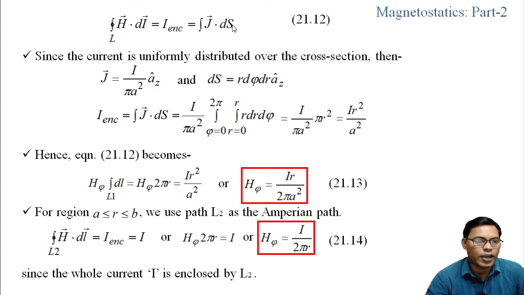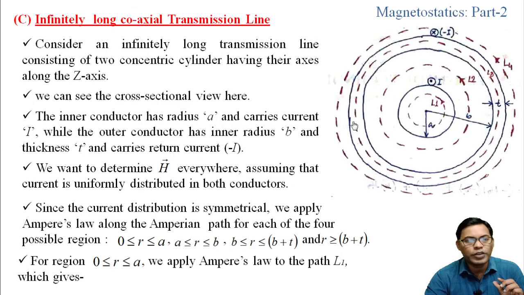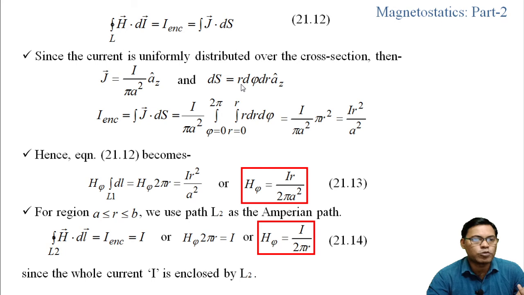Now we need to find out dS. dS is the unit area. So the unit area, if we want to find it in this cross sectional area, in this direction it is r d phi, and in this direction it is dr. If you have studied my previous lectures on the cylindrical coordinate system, you will understand how to consider the dS area in this circular area. So here dS equals r d phi dr az.